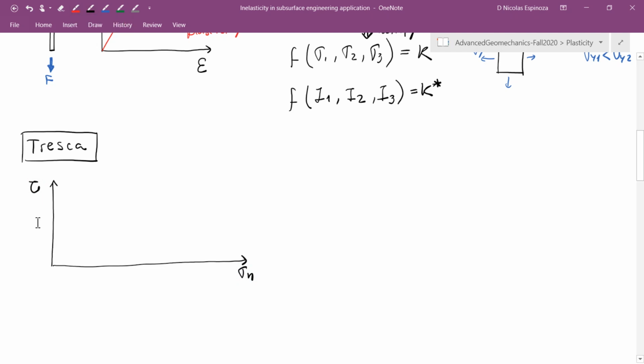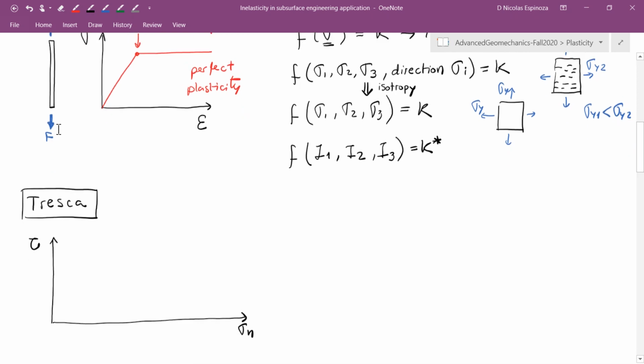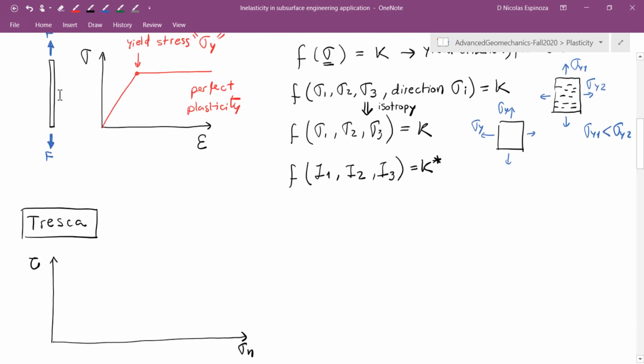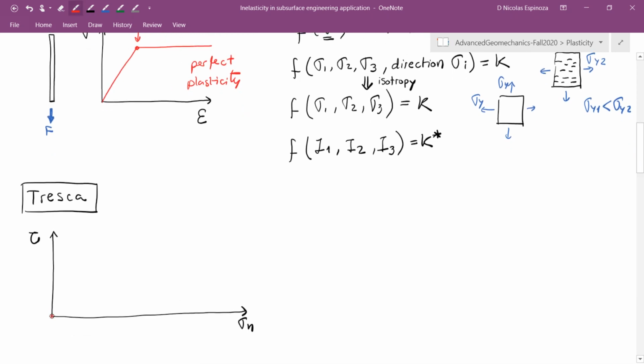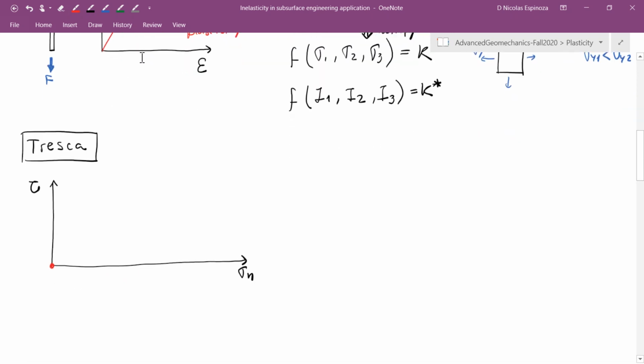We perform a test of pulling like this one and we get up to the yield stress. Now we're going to take this to 3 dimensions, okay? But first let's go into 2 dimensions. The stress perpendicular to the force F is 0. In this case, I don't have any stresses around. So the least principal stress is going to be 0, and the maximum principal stress that the material can take is going to be sigma y.